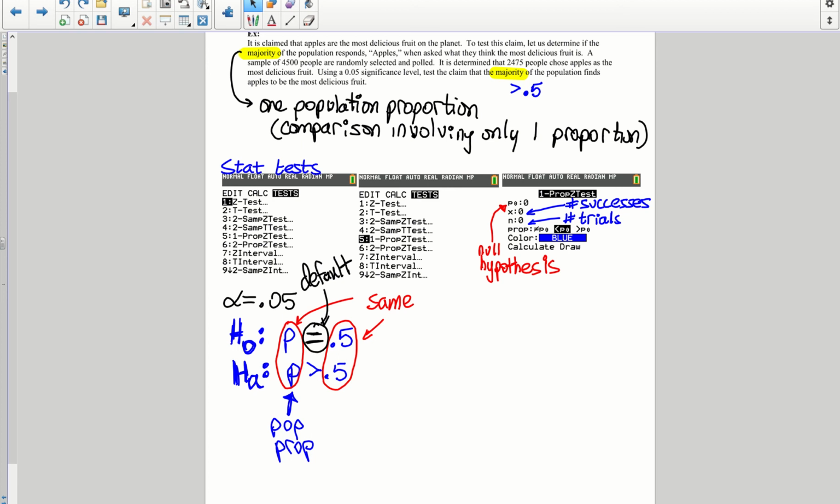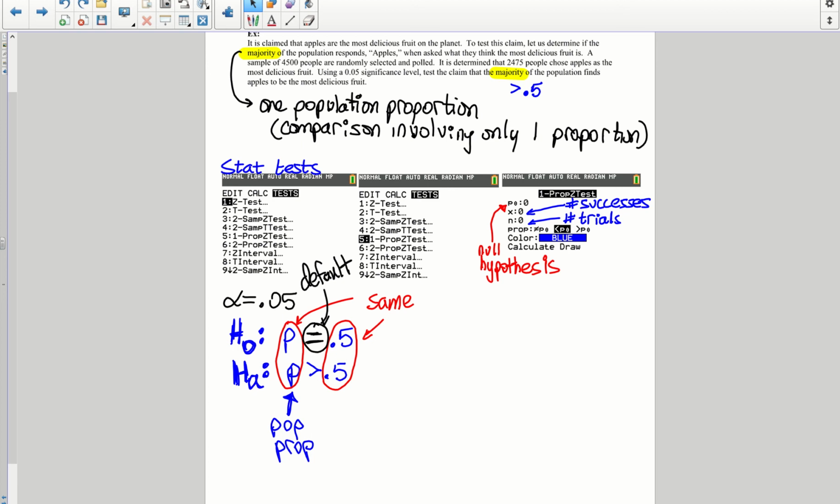The greater than is what we're testing, because once you collect, and sometimes you decide on what your hypothesis test is going to be after you've collected your data, because I really would have no idea going into this. But then I poll the 4,500 people, and I see that 2,475 of them said that they liked apples. They chose apples. All right. Now half of 4,500 is 2,250. 2,475 is more than 2,250. So I'd look at it and say, well, for my sample, that's a majority.